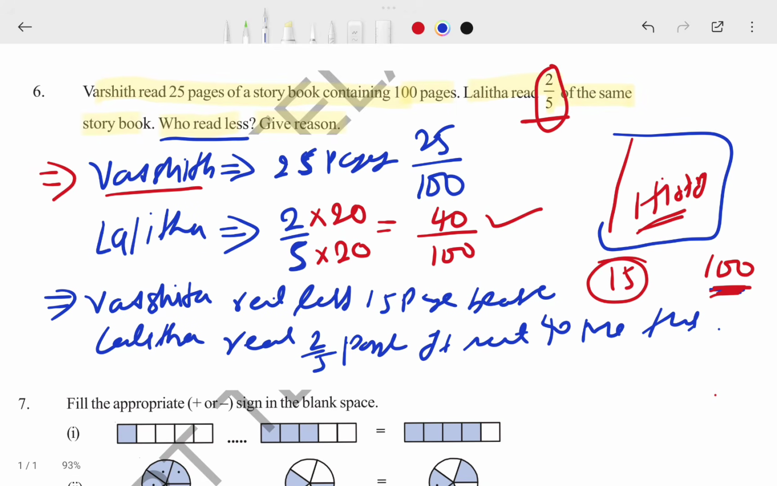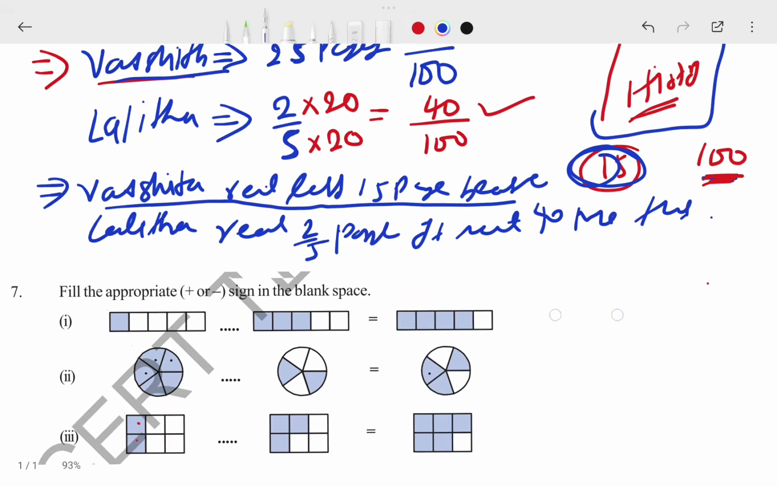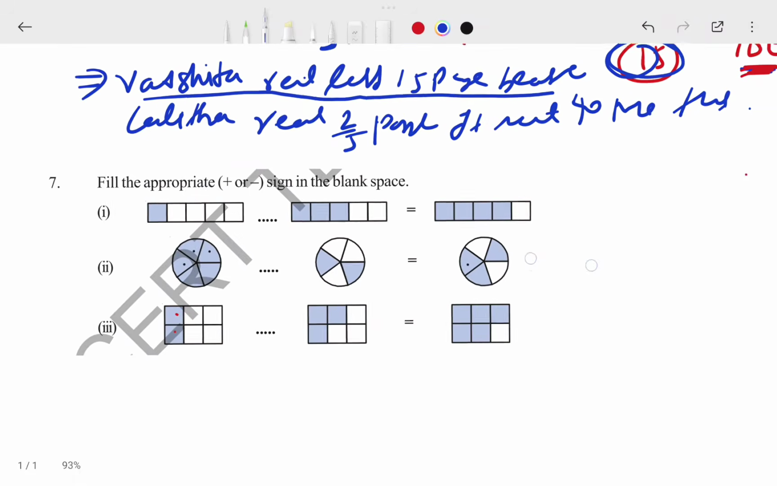Who read less? Varshita read less. Give a reason why she read less. Because Lalita read 40 pages and Varshita read only 25 pages, and generally she read 15 pages less. Okay? Varshita read 15 pages less. That's why. So this is your answer. You can write it out.